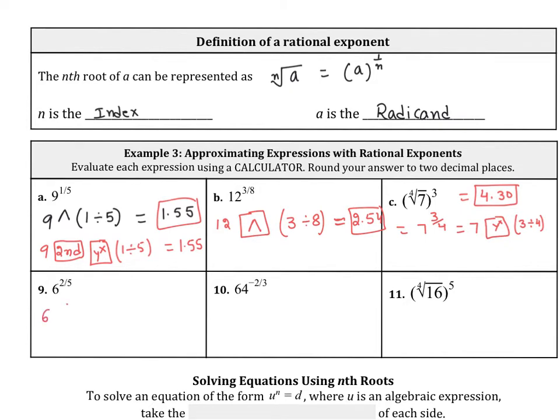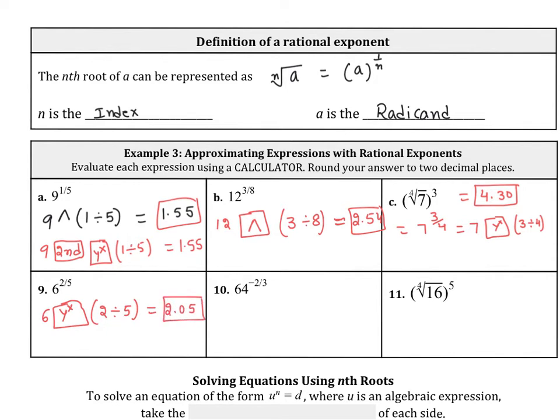6, and you press the button y to the power x, and you're going to have now 2 divided by 5, and then your answer is going to be 2.05.